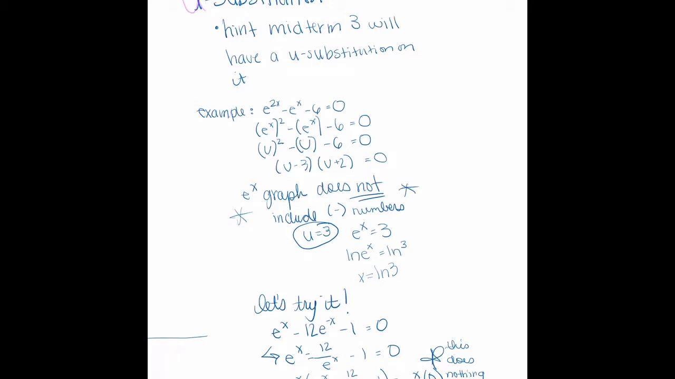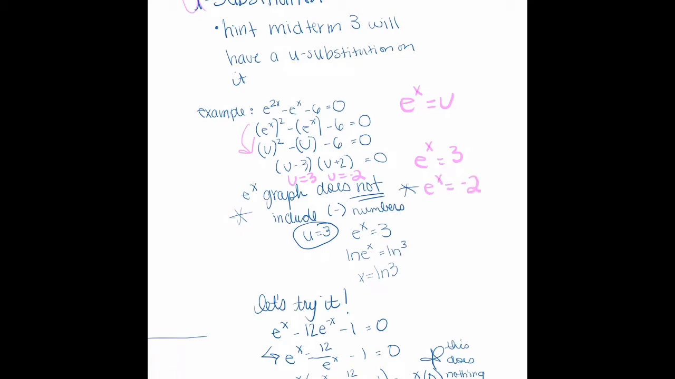So here I am going to replace e to the x with u, which I've done in this step. Pulled out my 2, then I factored. Now that I have 2 values for my u, u equals 3 and u equals -2, I need to look at what my u stands for once again. And I know that e to the x equals 3 and e to the x equals -2.